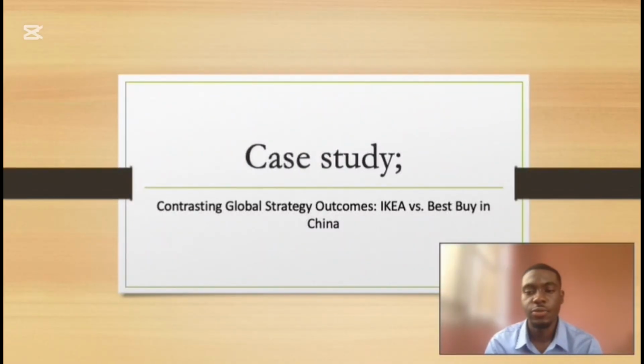My name is Martin Freeman, and this is my presentation for the International Business Management assignment. Let's look at a case study to help us understand international business management as an architecture for global value creation in a firm's operations. We'll look at contrasting global strategy outcomes: IKEA versus Best Buy in China.